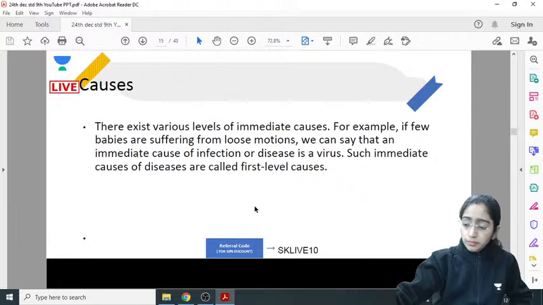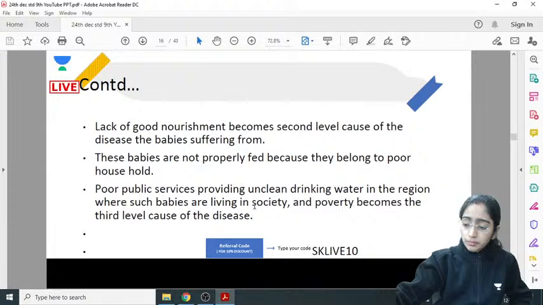Okay. There exist various levels of immediate cause. Now, if I talk about the causes, there exist various levels of the immediate cause. For example, if your babies are suffering from loose motion, we can say that an immediate cause of the infection or disease can be the virus. Okay, what can be the levels of cause? First level of cause, second level of cause, or what we can say is the third level of cause.